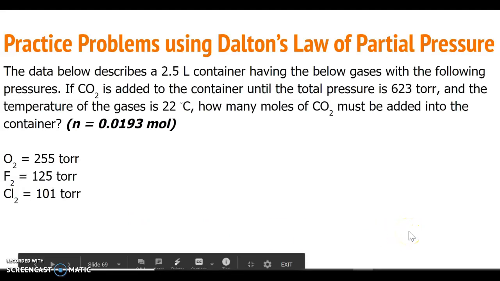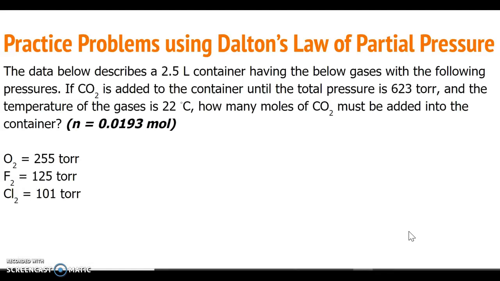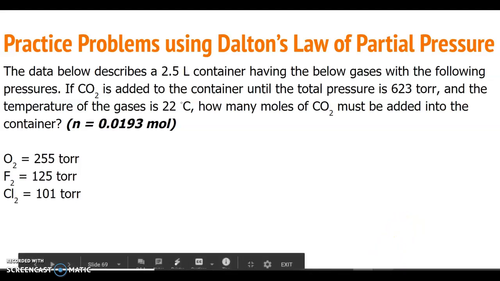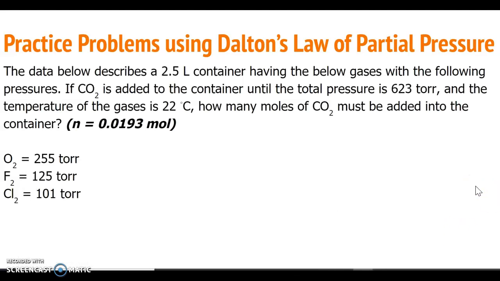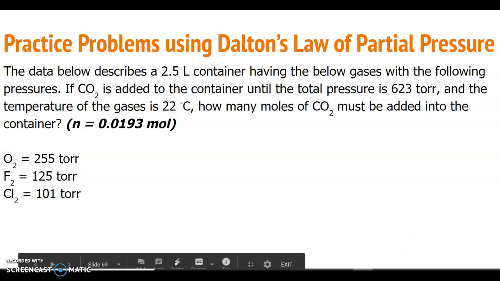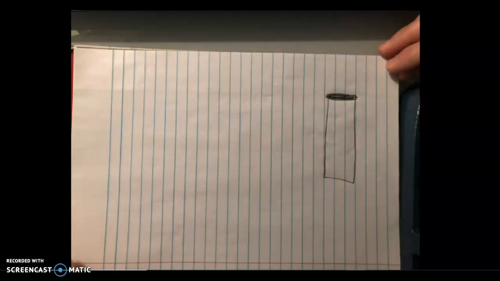Okay, so now we are going to take a look at this problem and how we would solve something. This is probably the most complicated type of problem you're going to see. The next two example problems I think you're going to find a little bit easier. Let's go ahead and attack this problem. It says, the data below describes a 2.5-liter container having the below gases with the following pressures. If carbon dioxide is added to the container until the total pressure is 623 torr and the temperature of the gas is 22 degrees Celsius, how many moles of carbon dioxide must have been added into the container? So, okay, we're going to try that problem.